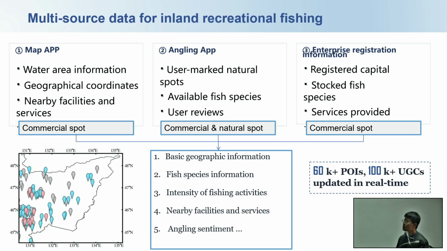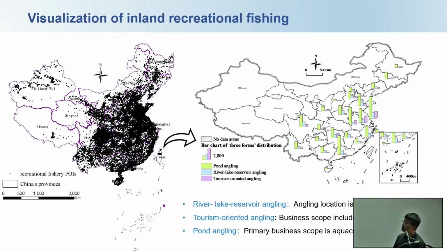We finally made the data fusion and obtained basic geographic information, fish species information, fishing activity intensity, information about nearby facilities and services, and angling sentiment from user reviews. The database now covers over 60,000 POIs and contains over 100,000 user-generated contents, which are updated in real time. Here, each dot refers to a point of interest.